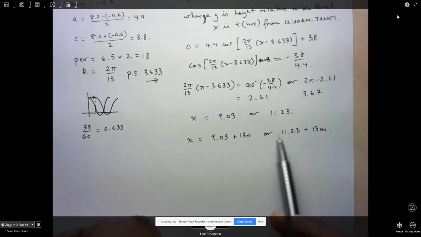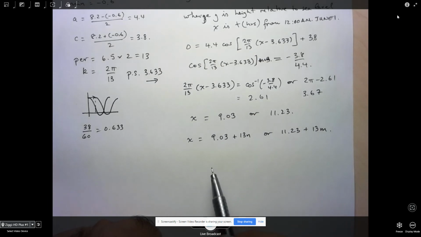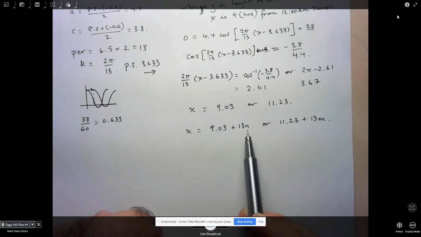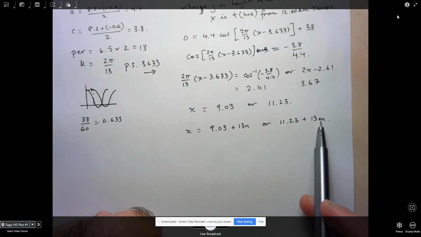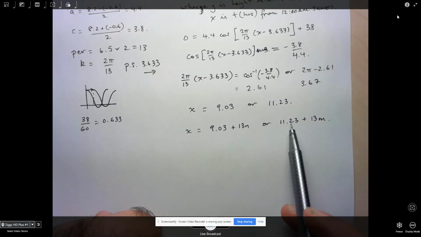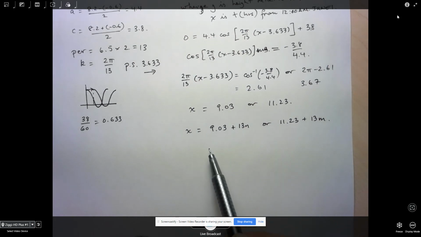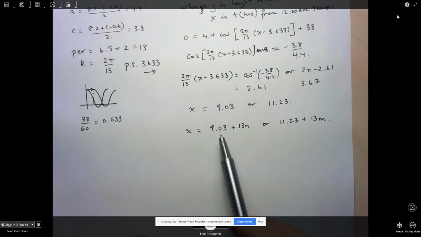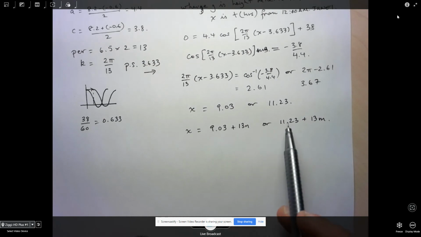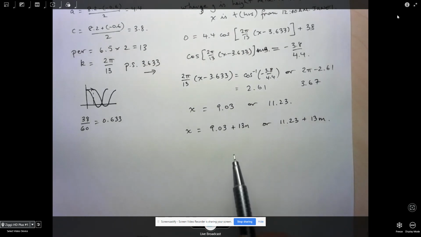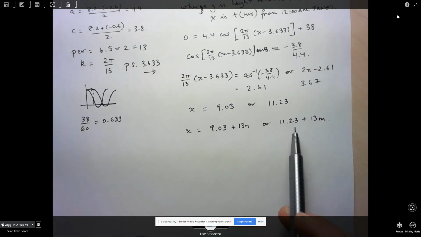But of course, n and m can't be any integers, I need to figure out which integers it can be. So I know I need n to start at 0 and m to start at 0 because I want to include 9.03 and 11.23. I'm not interested in anything less than 0. These are going to be my first two answers, because if I subtract 13 from either of those, I'm going to get a negative answer. So I need to figure out what range of values n and m can have. I know it starts at 0. What's going to be the last one?